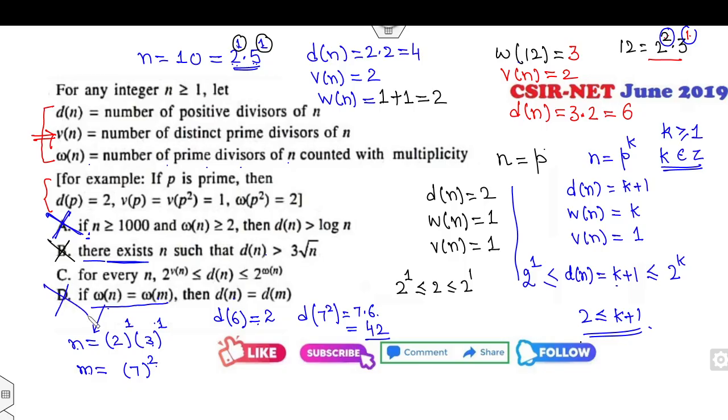So that means your last option is cancelled. The only one left behind is my C option. That is the correct answer of this problem.